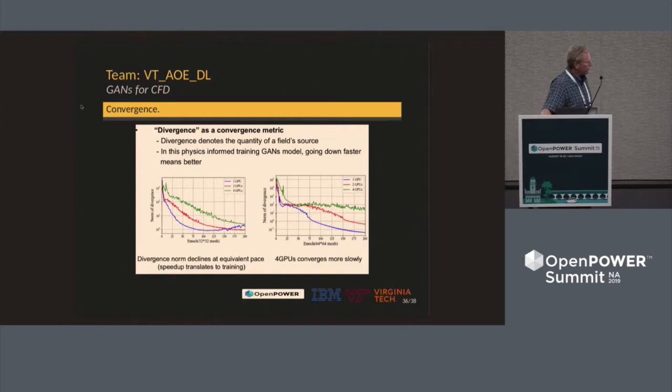Measures of convergence, and their little note here is that their divergence is their convergence metric. But what they're really looking for is that GANs are inherently difficult to train and converge. And so how long does it take, and how many nodes and GPUs can they use to get to trained networks?